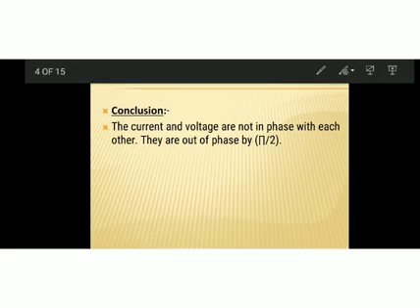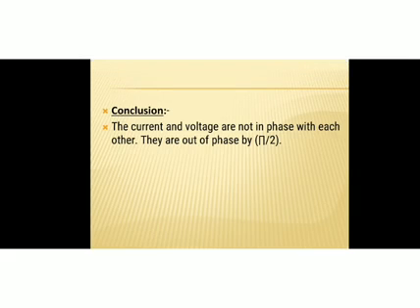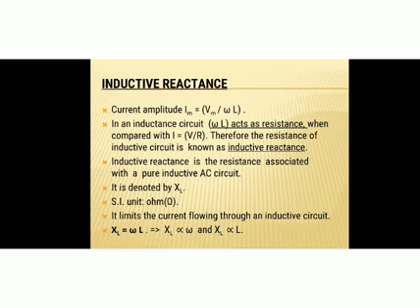Now, what is the conclusion? Current and voltage are not in phase with each other. They are out of phase by pi by 2. And we need to discuss a new term, that is inductive reactance. Reactance means nothing but resistance. So what is the resistance in an inductive AC circuit?